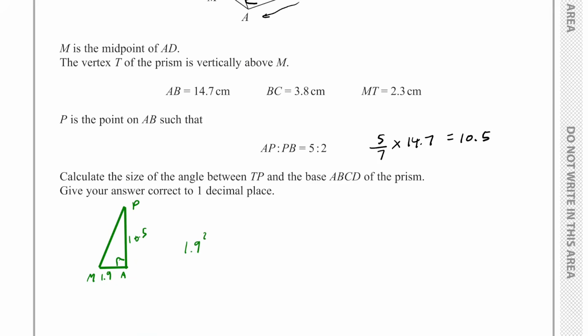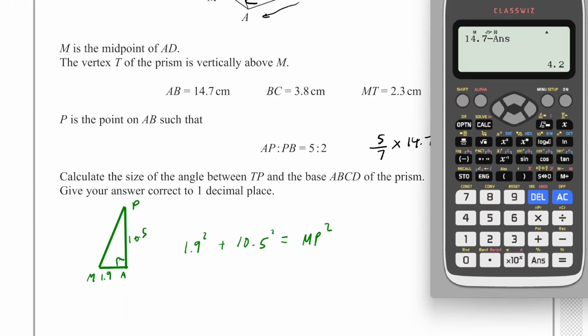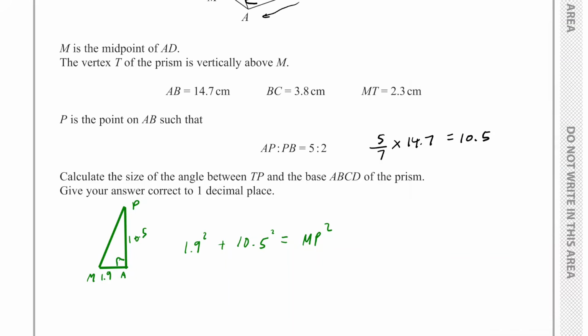So 1.9 squared plus 10.5 squared equals M to P squared. So 1.9 squared plus 10.5 squared. That's 113.86. Square root the answer, we get 10.67 centimeters.